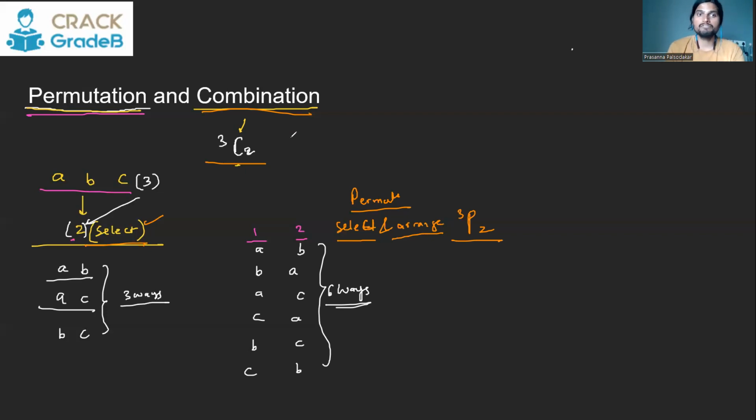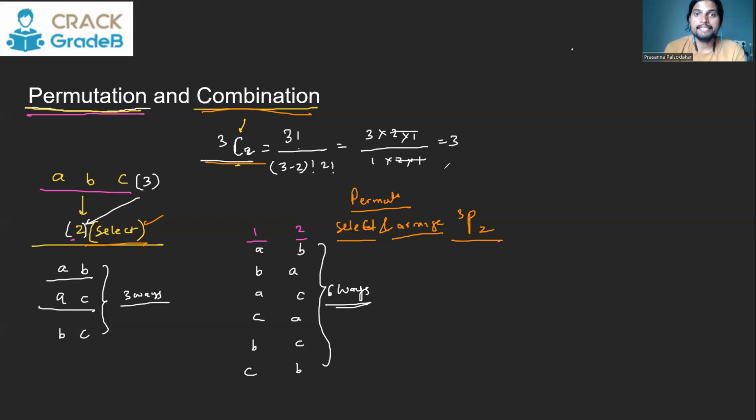So what are the expansions of these? 3C2 is expanded as 3 factorial upon (3 minus 2) factorial into 2 factorial. 3 factorial is 3 into 2 into 1, upon 1 into 2 into 1, where 2 factorial is 2 into 1. So that gets us 3.